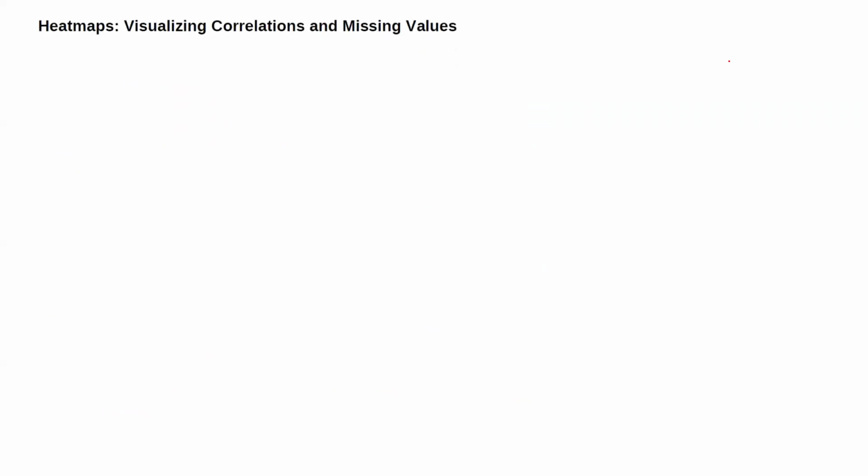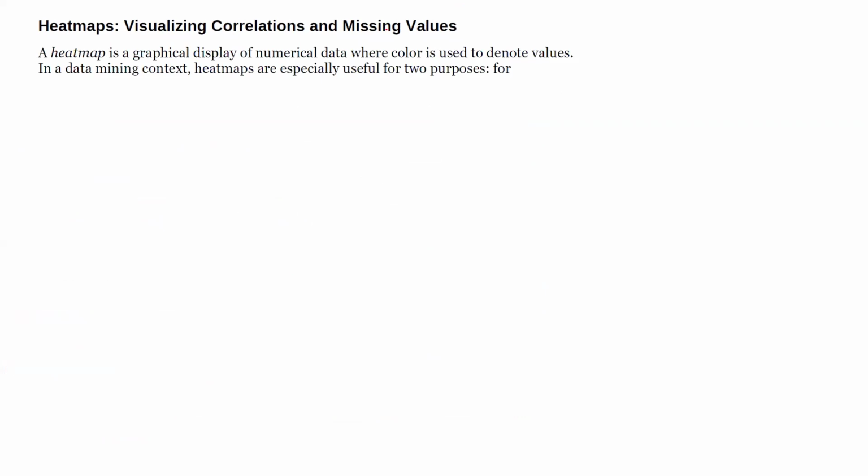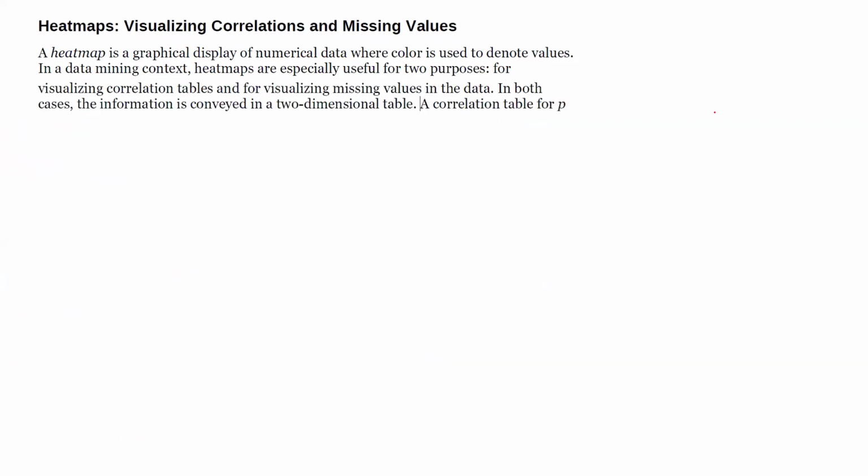So, how do we visualize this? Heat maps visualizing correlation and missing values. Remember, a heat map is a graphical display of numerical data where color is used to denote values. In a data mining context, heat maps are especially useful for two purposes: for visualizing correlation and for visualizing missing values.